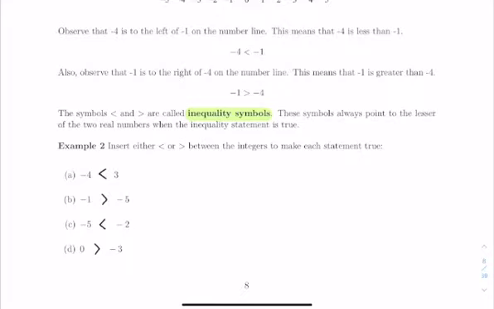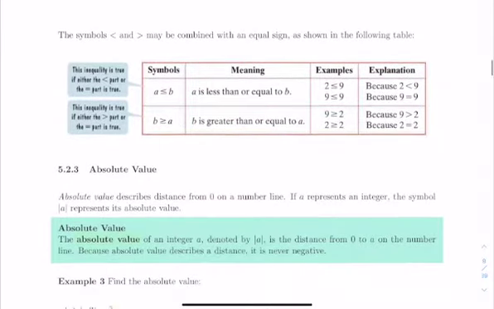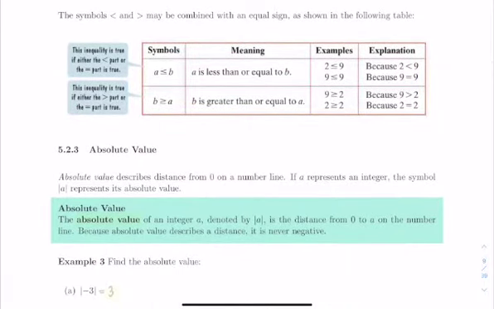Now these symbols may be combined with an equal sign as shown in the following table. A is less than or equal to B. So 2 is less than or equal to 9, or 9 is less than or equal to 9 would both be true statements. Or we can do it the opposite way. B is greater than or equal to A. So 9 is greater than or equal to 2, and 2 is greater than or equal to 2 would both be true statements.